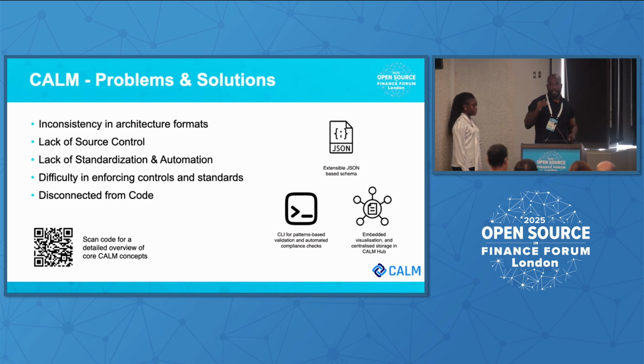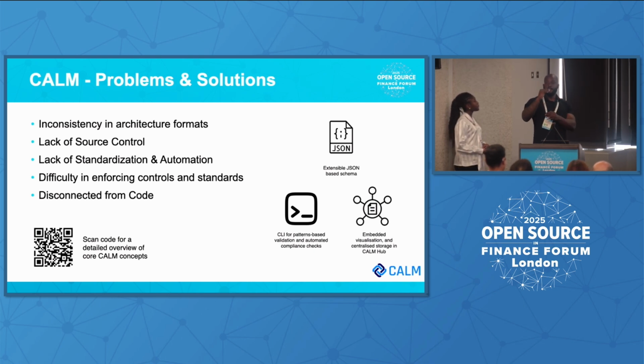CALM is a JSON-based meta schema that allows you to define your architecture as JSON, as a flat JSON of nodes and relationships. Why JSON? JSON is familiar with most developers. Most teams use JSON in their tooling, so it's easy to create tooling around it.